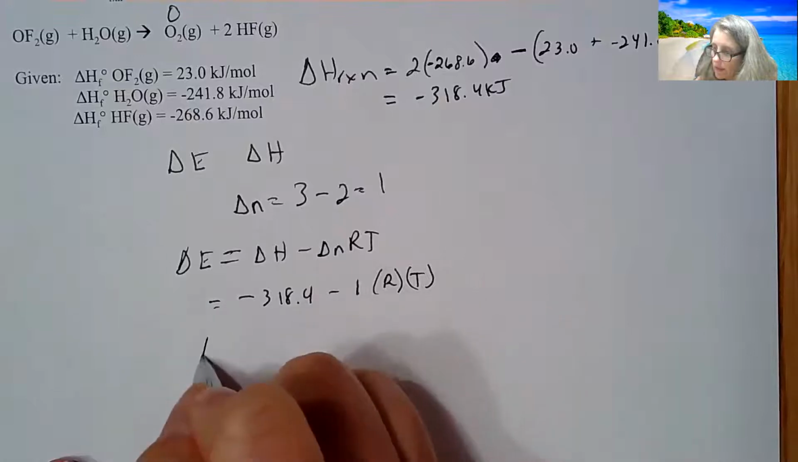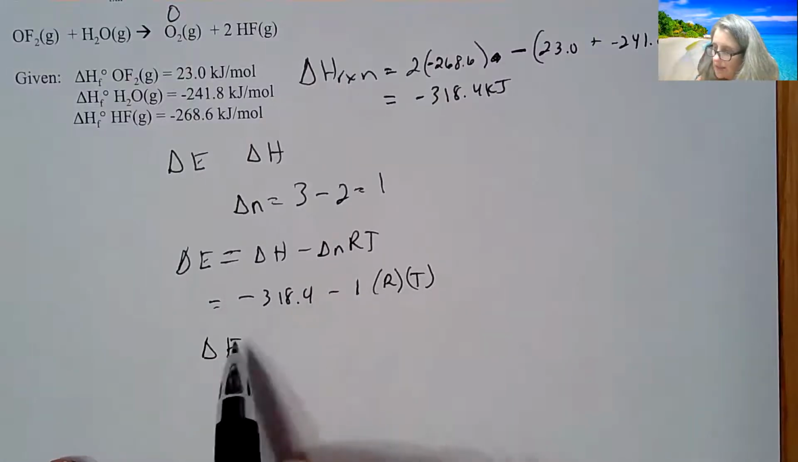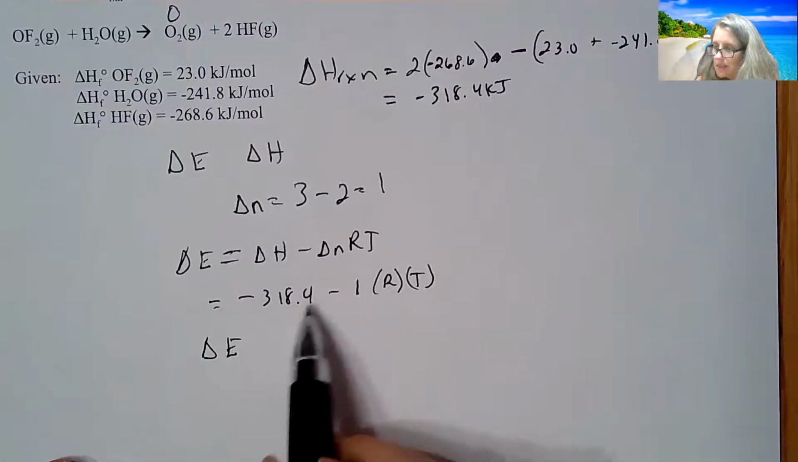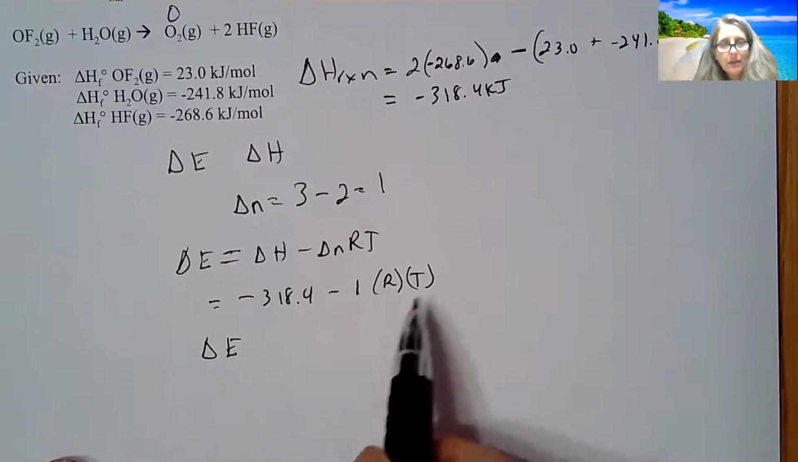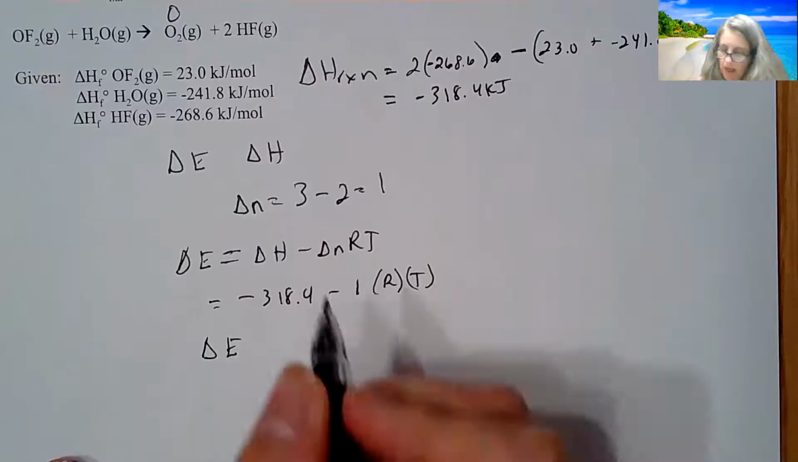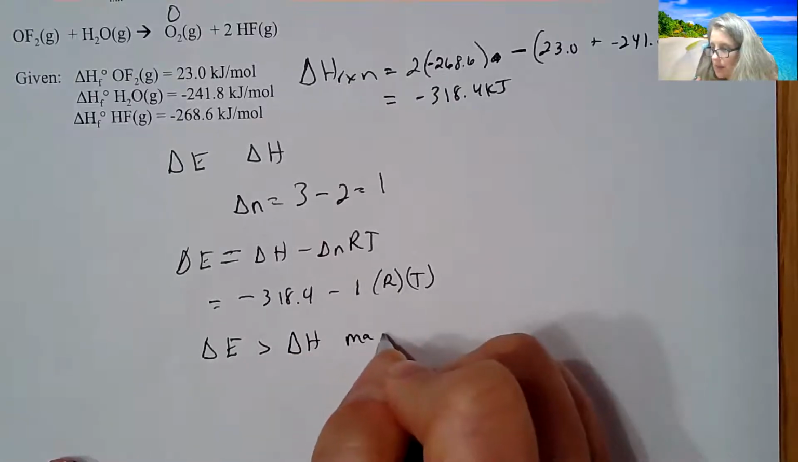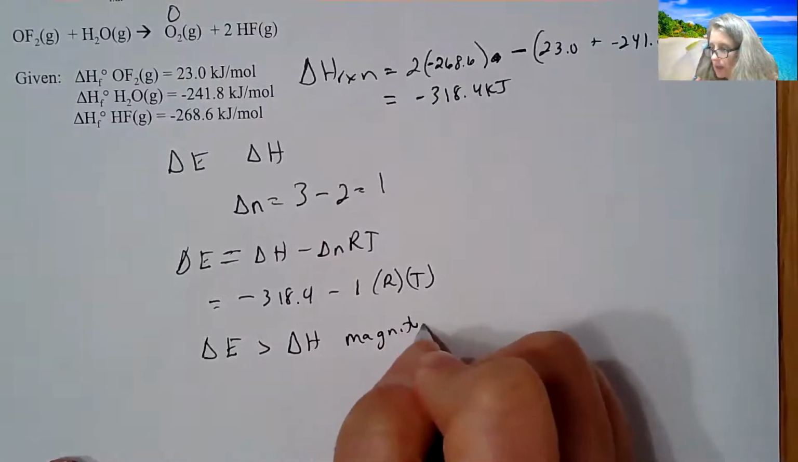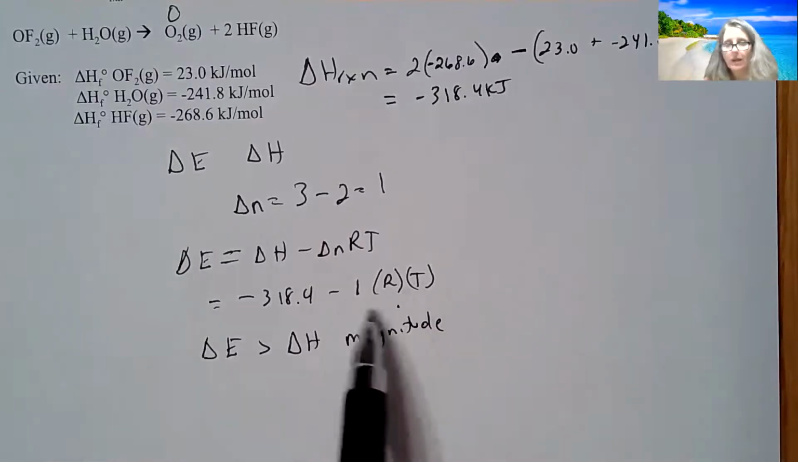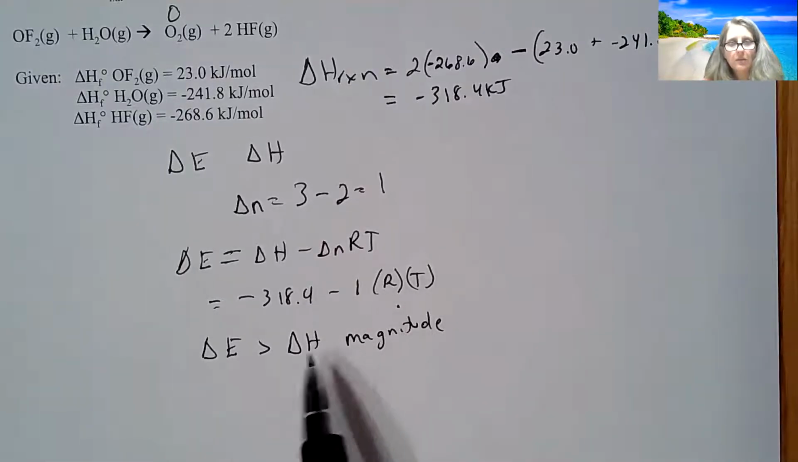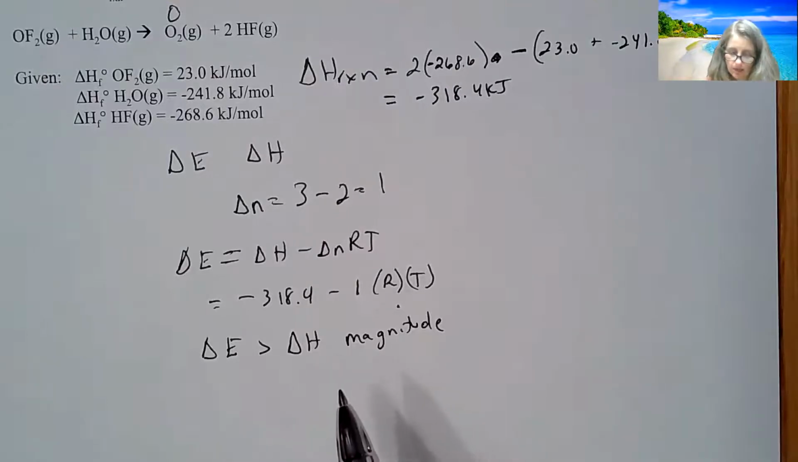So then what I want to explore is, well, what's that delta E going to be? Because this is negative and exothermic, and this is going to add to it, my delta E magnitude-wise is going to be greater than my delta H. So again, we're not going to do the calculation. Instead, I want you to explore the delta E versus delta H relationship.